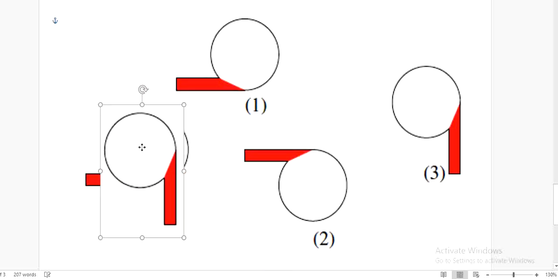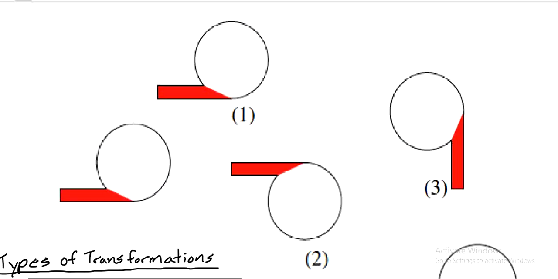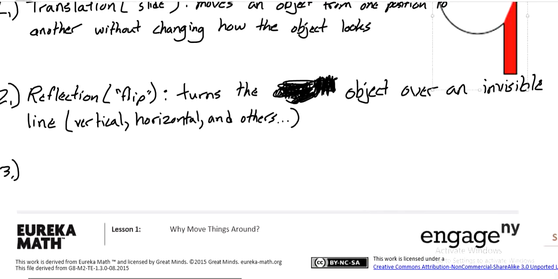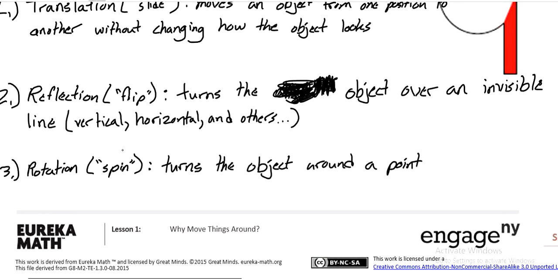So the third type of transformation is a rotation, which, easy word to remember, is a spin. The official definition of rotation is that a rotation turns the object around a point. So I want to point that out. Reflection turns it over, so you're flipping it over a line. Rotation turns it around, so you're just spinning it.